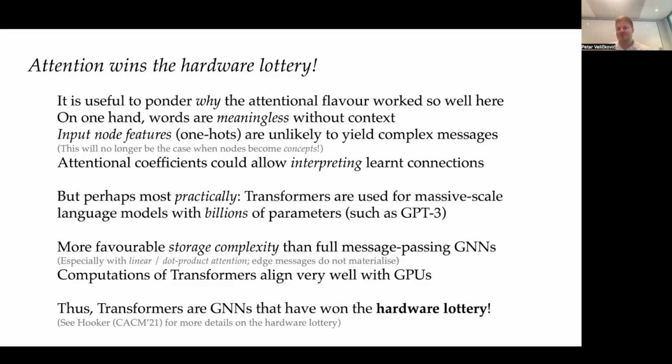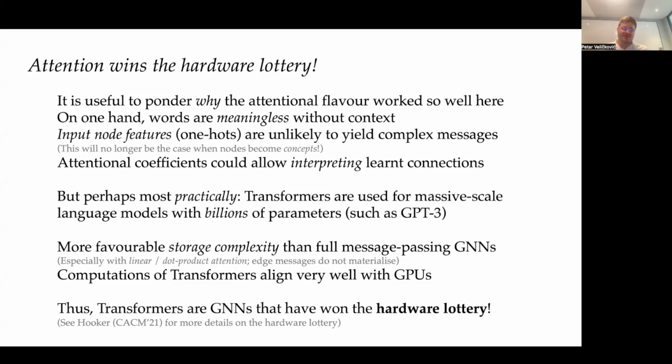But another thing which is obviously most practical in terms of scaling these models: transformers are now used for huge language models with billions of parameters like GPT-3. And as we discussed before, attentional mechanisms just have a more favorable storage complexity than full-on message passing GNNs, especially when you use something like a dot product attention like a transformer does, because you never actually have to compute edge messages, which is a much more costly thing to do from a storage perspective. And also, because they operate over a dense graph, you can express computations of transformers using pure matrix operations. And as a result, you'll get something that aligns really well with the computation of GPUs and TPUs, which are the workhorse behind most of the deep learning progress happening today.